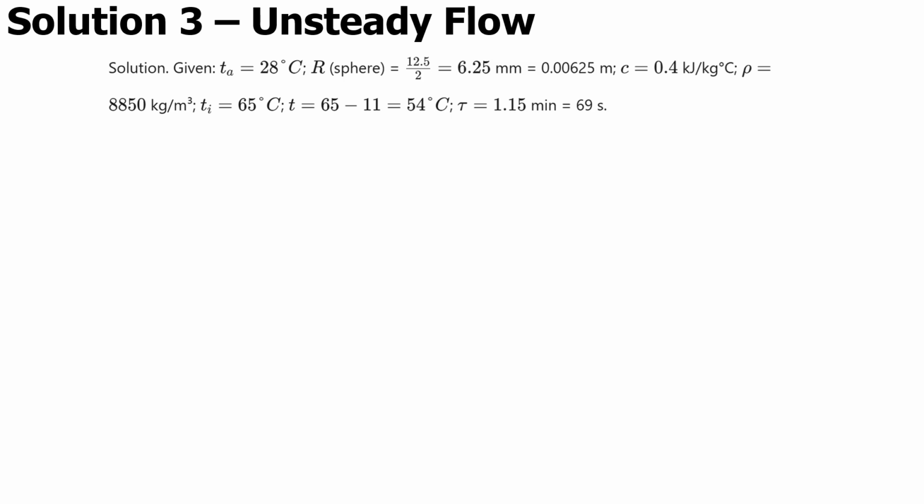Let's begin by outlining the solution. We first list the given parameters and ensure consistent units. The ambient temperature, TA, is 28 degrees Celsius. The radius of the sphere R is half of its diameter, so 12.5 divided by 2 is 6.25 millimeters.